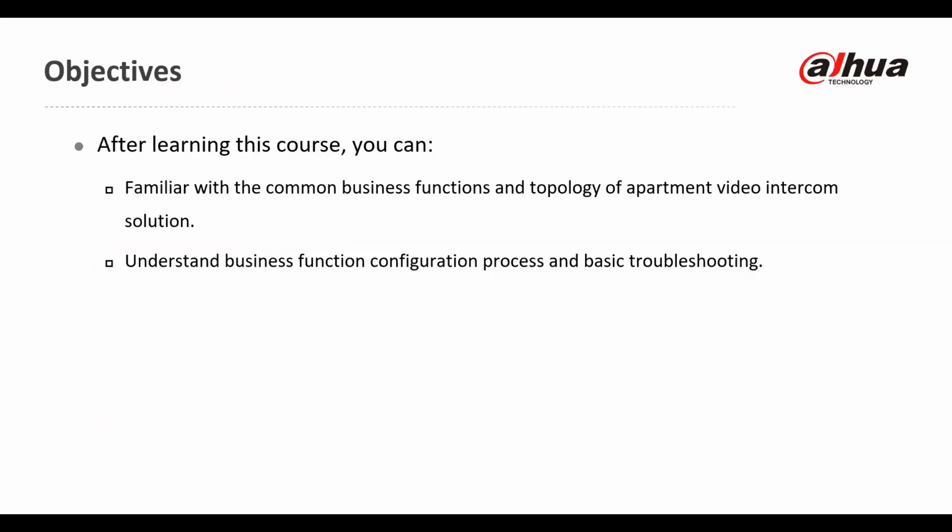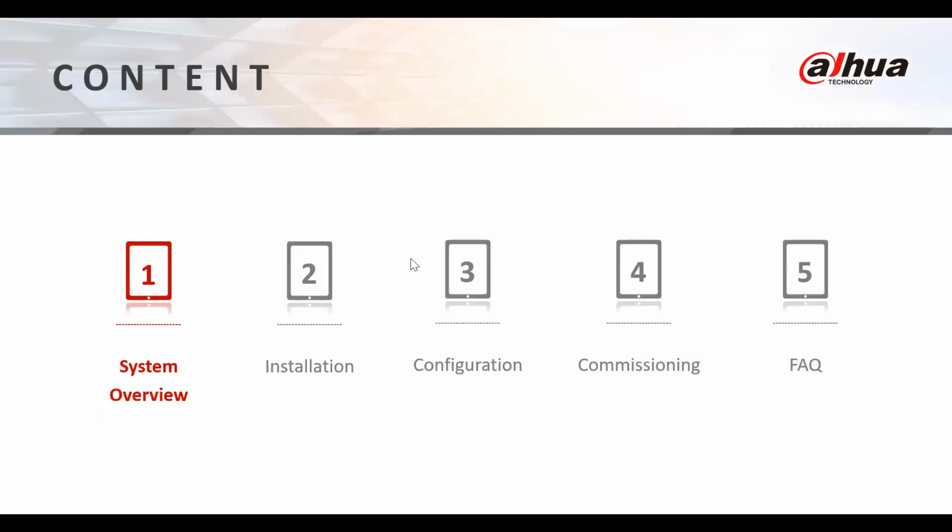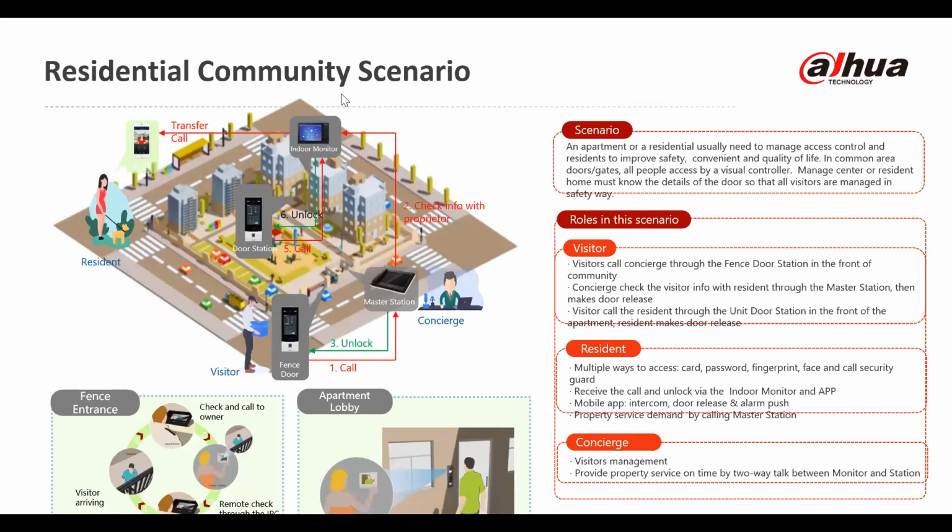After learning the course, what are you expected to know? The business function and the topology of the apartment video intercom solution. Understand the business function, configuration process, and the basic troubleshooting, then installations. So we have the residential scenario, with roles in scenarios of visitors, residents, and concierge.